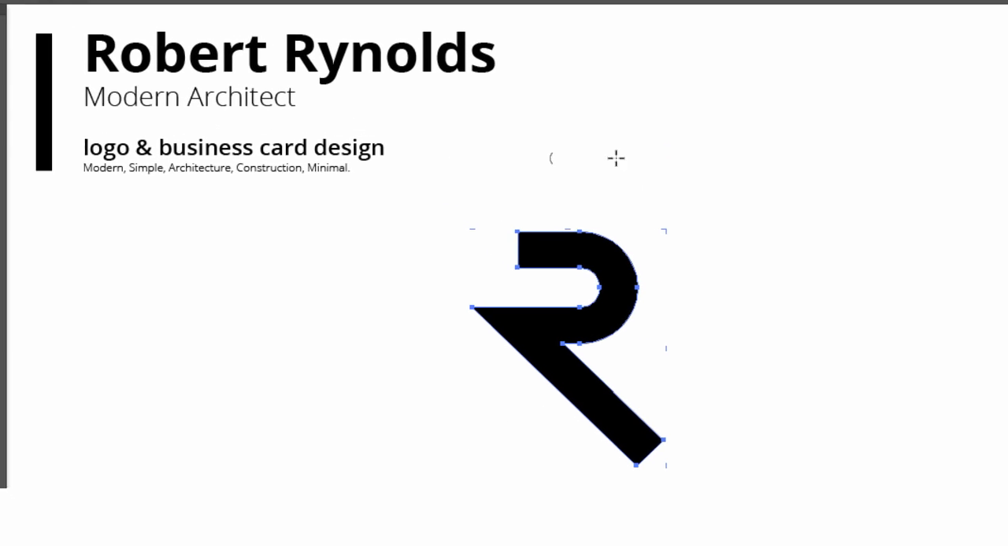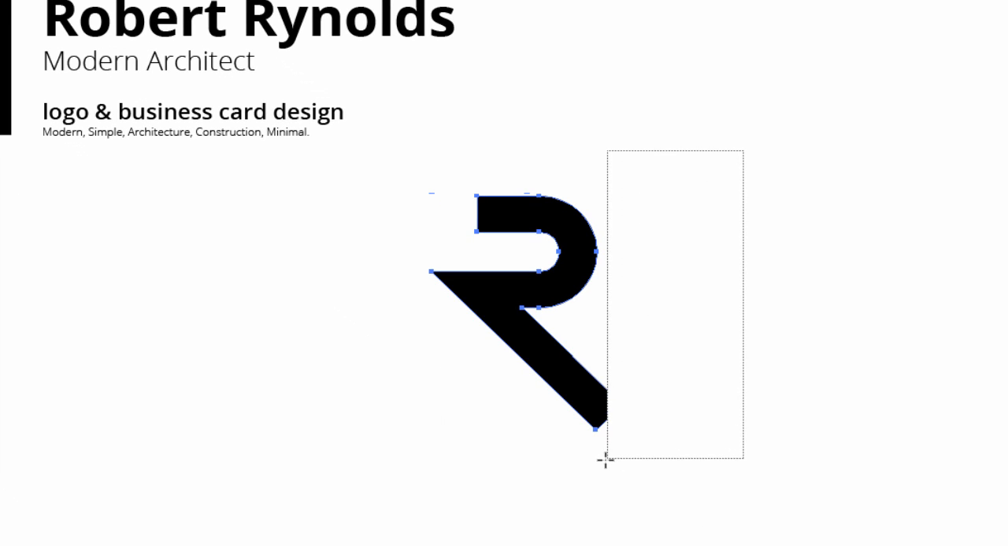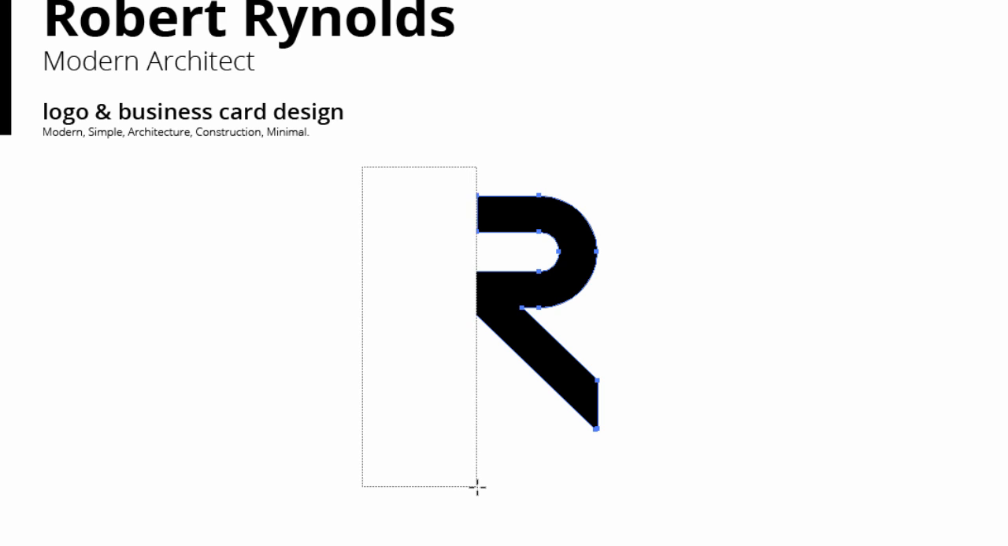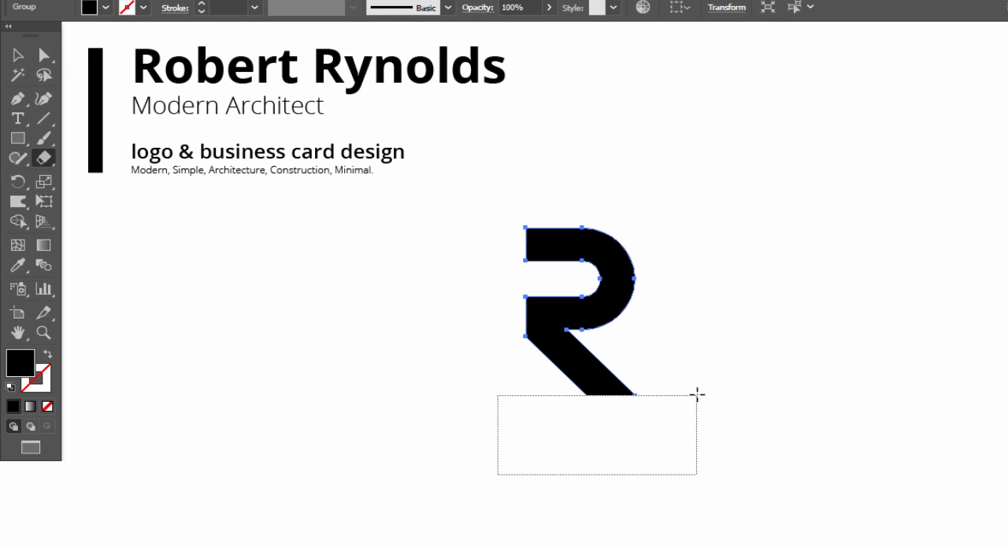Select the Eraser tool, and hold Alt and drag to delete this part, and make it aligned with the top part. Again, hold Alt and drag to make it aligned from the left side. Now, delete the bottom sharp end. This is our custom letter R.